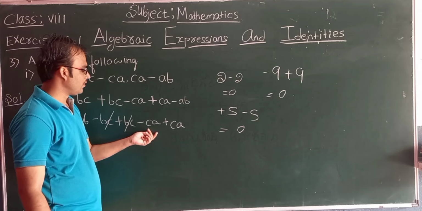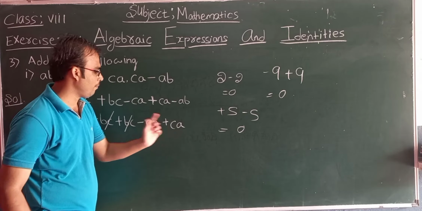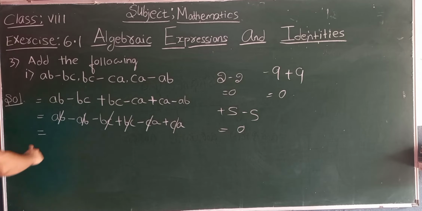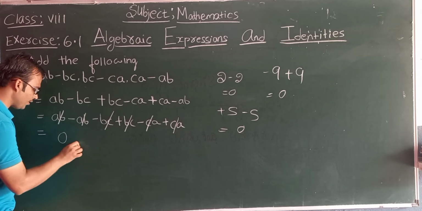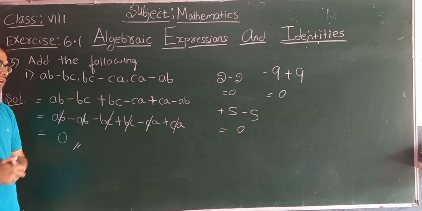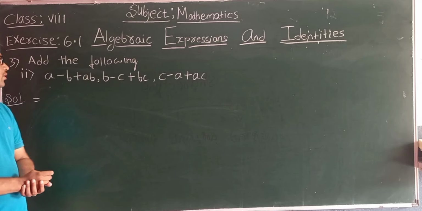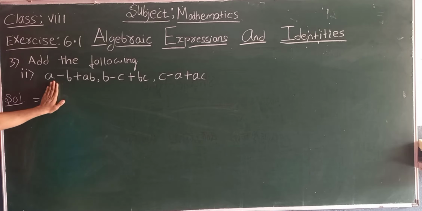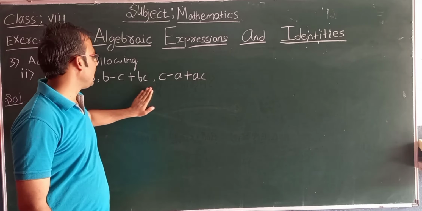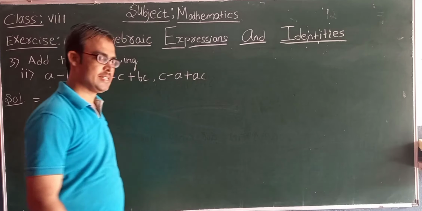Now look here, minus CA plus CA gets cancelled. So nothing is left. Nothing means what? 0, you should write. The solution for the first question is 0. Now let us solve the second question, students. What they have given: A minus B plus AB, comma, B minus C plus BC, comma, C minus A plus AC.